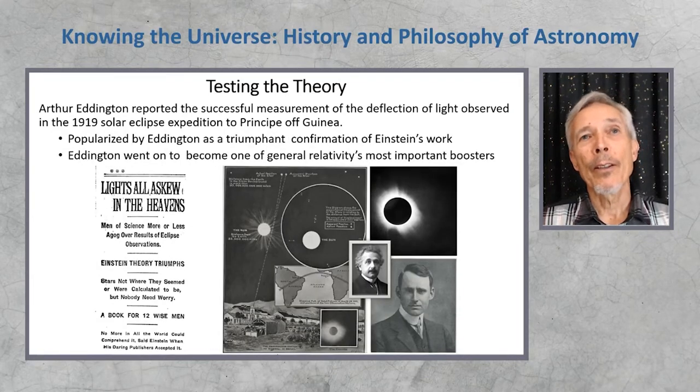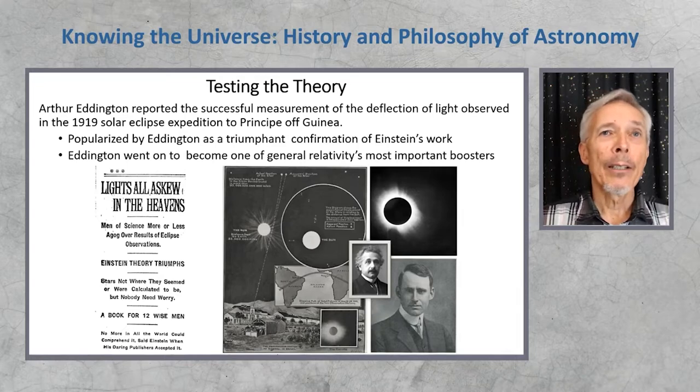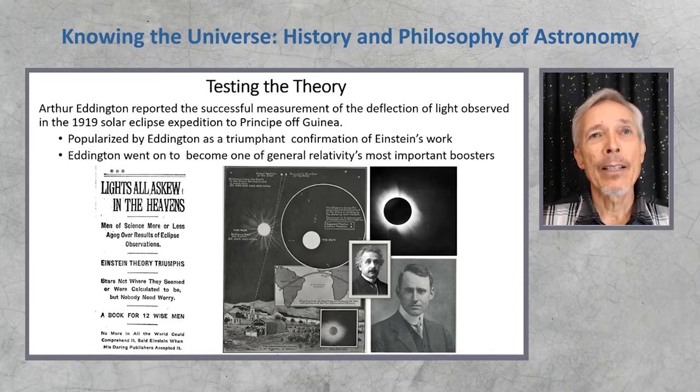What about testing the theory? Arthur Eddington reported an immediate successful experiment of the deflection of light by observing a 1919 solar eclipse on an expedition to Principe off Guinea. Now remember, the theory had only been published in 1916.